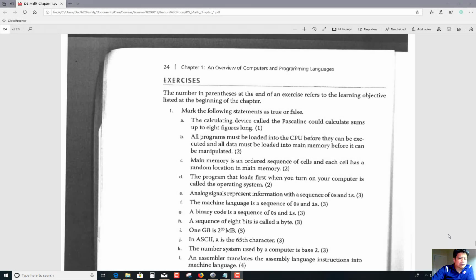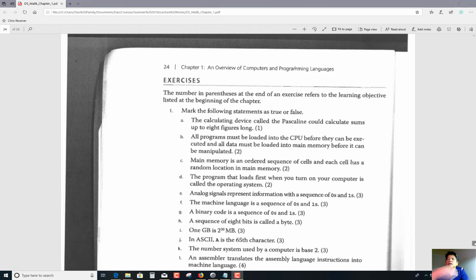Let me talk to you about Chapter 1 and D.S. Malik. The way the custom book is laid out, Chapter 1 comes from D.S. Malik, and then Chapter 1A and 1B from Farrell, and Chapters 2 through 8 are by D.S. Malik.